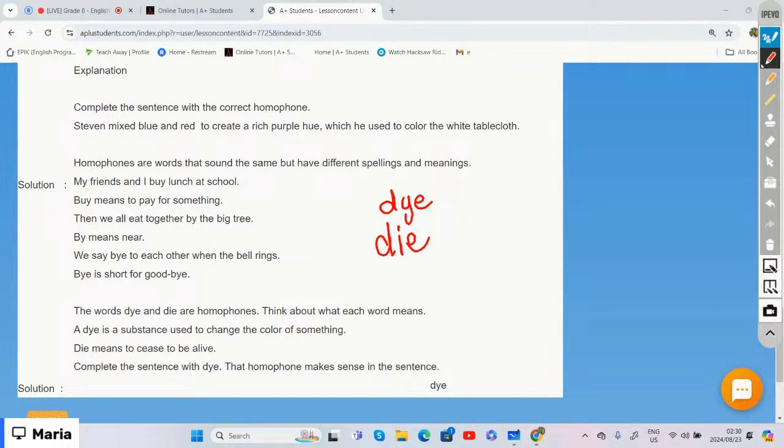All right. We are still on the first one, and that is a substance used to change the color of something. That is to dye something, right? Whether you dye your hair, it means that it is something that is used to change the color of your hair.